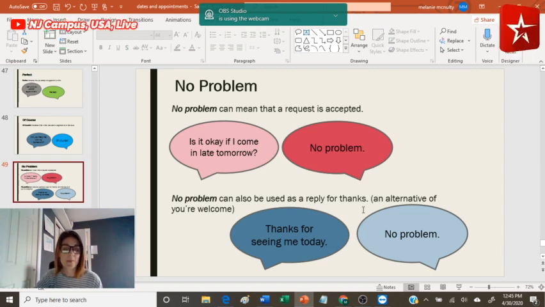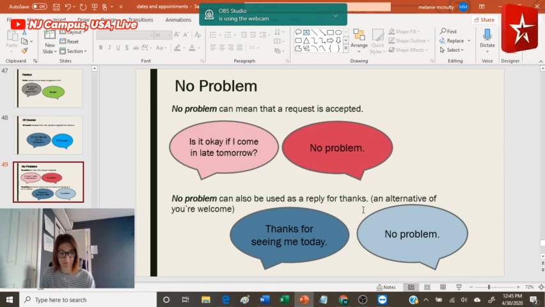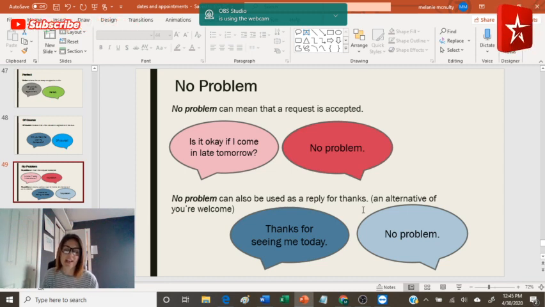No problem can mean that a request is accepted. We used no problem last week for other ways to say you're welcome. No, thank you, no problem. So no problem can also mean that a request is accepted. Is it okay if I come in late tomorrow? No problem. Okay, and the way we saw it last week as another way of saying you're welcome. Thanks for seeing me today. No problem. Okay, so we learned a few new phrases today.